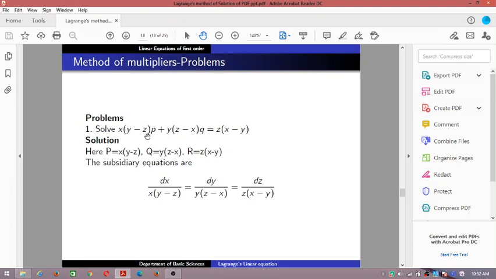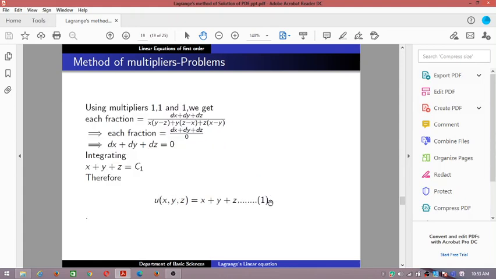Consider the problem x into y minus z into p plus y into z minus x into q equal to z into x minus y. Here, to write the subsidiary equations, we identify capital P, capital Q and capital R as: capital P is equal to x into y minus z, capital Q is equal to y into z minus x, and capital R is equal to z into x minus y. Hence, the subsidiary equations are given by dx divided by x into y minus z equal to dy divided by y into z minus x equal to dz divided by z into x minus y.